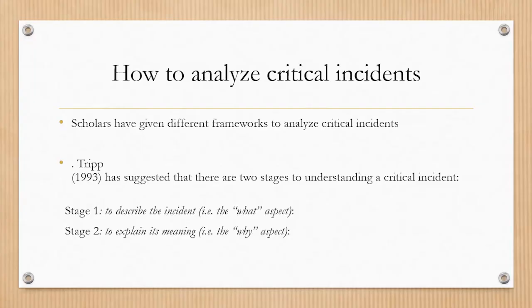Now, how to analyze critical incidents? Scholars have given different frameworks to analyze critical incidents. Tripp has suggested that there are two stages to understanding critical incidents. The first stage is to describe the incidents. For example, what aspect. This is the description phase. In this phase, a specific phenomenon or issue is observed and documented.